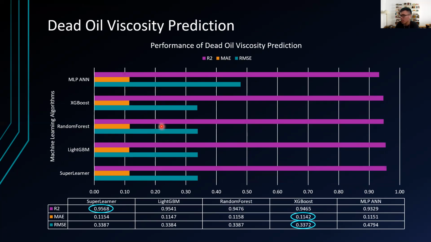Another comparison framework done is the prediction of dead oil viscosity. This framework compares 5 learning algorithms, which are superlearner, light gradient boosting machine, random forest, extreme gradient boosting, and multi-level perceptron artificial neural network. Here, we look at 3 main statistical measures, which are R-square, mean absolute error, and root mean square error. Overall, we see that in terms of R-square, superlearner outperforms other learning algorithms. However, the XGBoost gives the lowest error among all the learners.